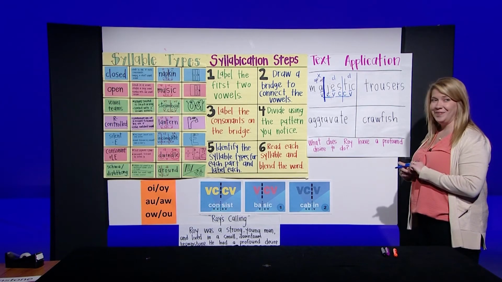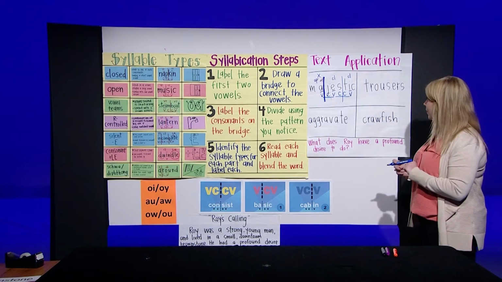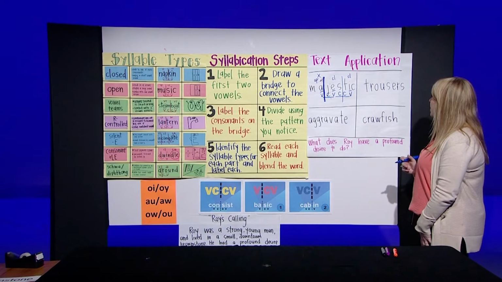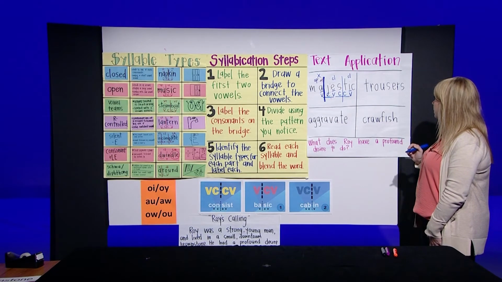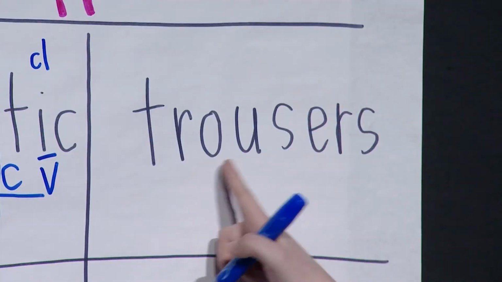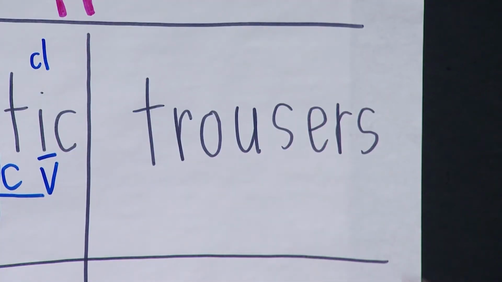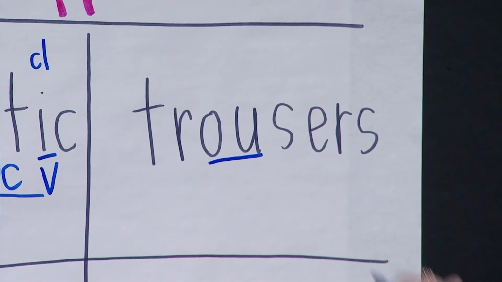Are you ready? Great. What's the first thing we need to do? That's right. We need to label the first two vowels that we see. So what two vowels do you see? I also see O and U. But what have we learned in our past lesson about O and U when they're together? Very good. They're known as a diphthong. So we're going to underline those together and keep them as one vowel.